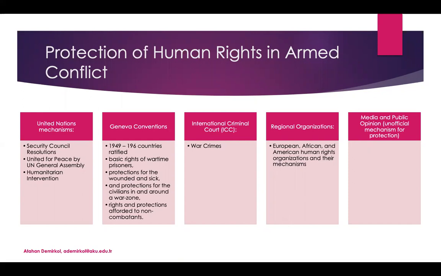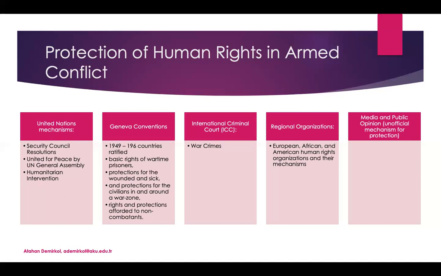What can the Security Council do? They can authorize peace forces for humanitarian intervention, or they can create resolutions against the use of force by one country against another country, and they can condemn the violation of human rights in armed conflict, and they can ask for an immediate stop of the violation of human rights in an armed conflict.